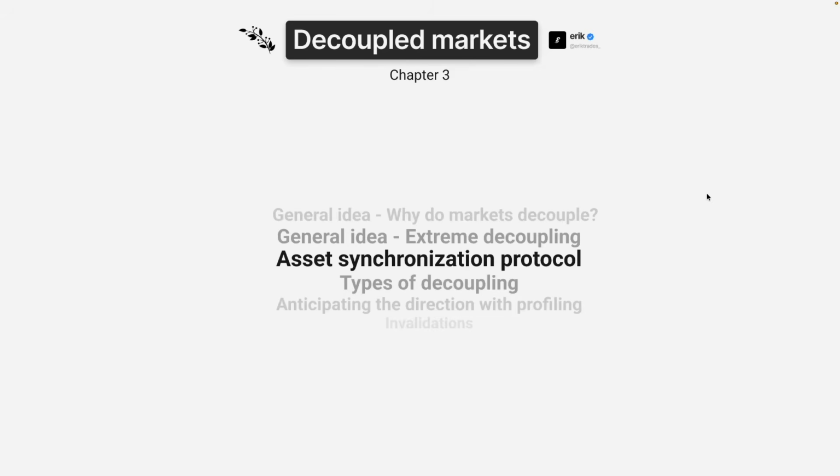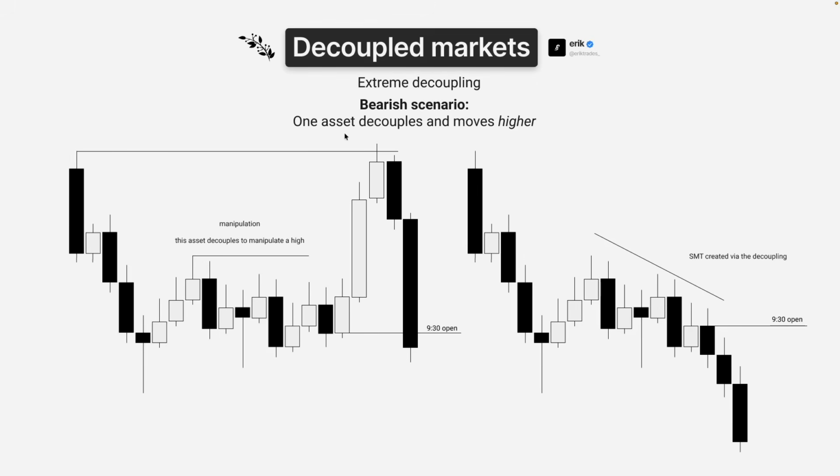Okay. So moving on, asset synchronization protocol. How do you use asset synchronization to determine that the decoupling is going to end? How do you determine which direction the decoupling is going to go? Right? How do you know how to sync the assets? Because these two are correlated assets, right?